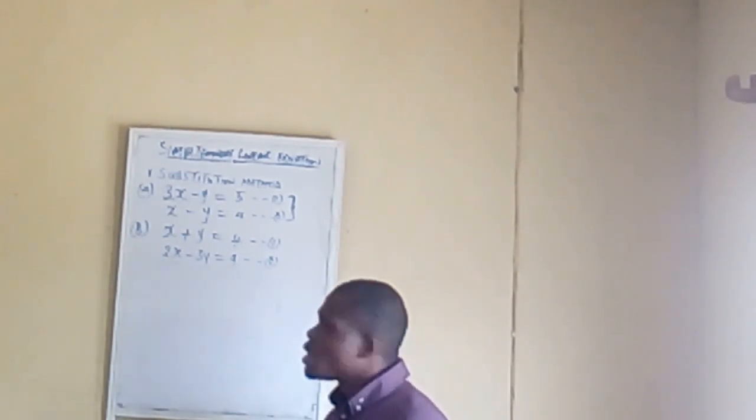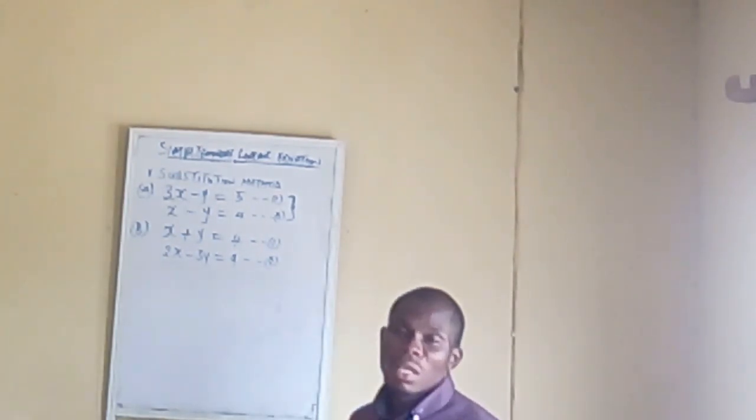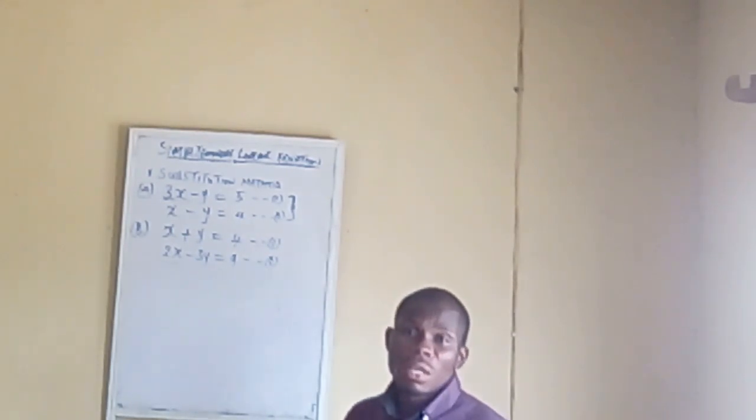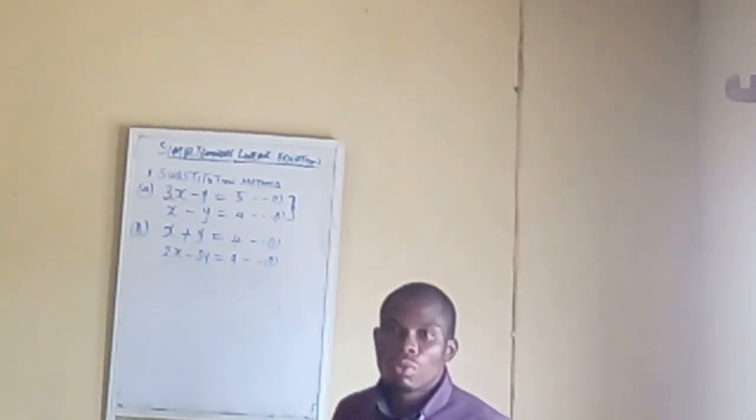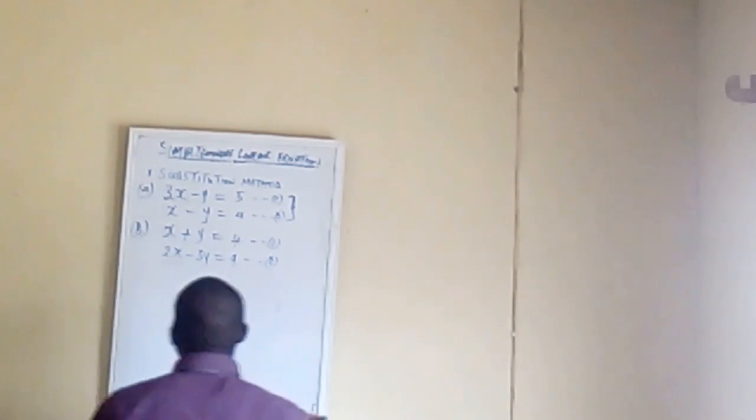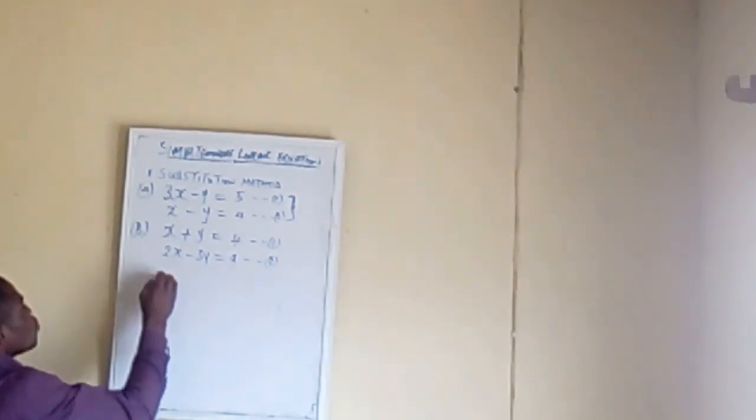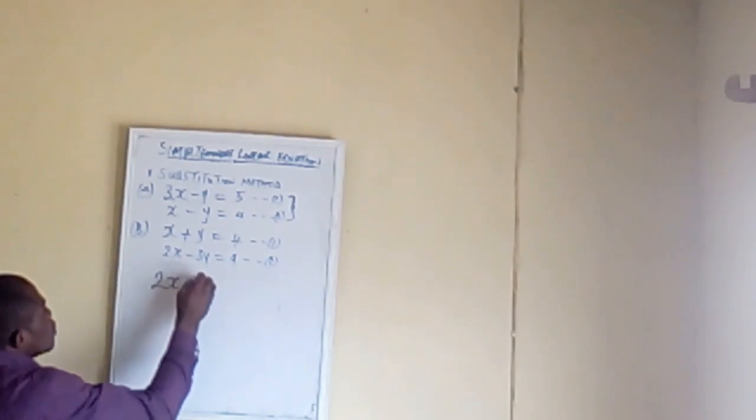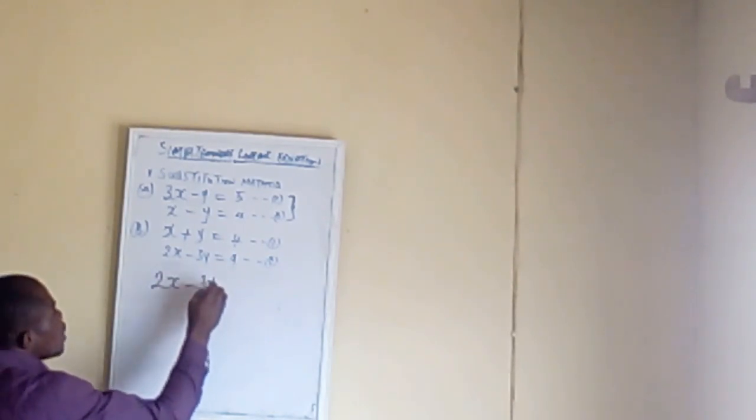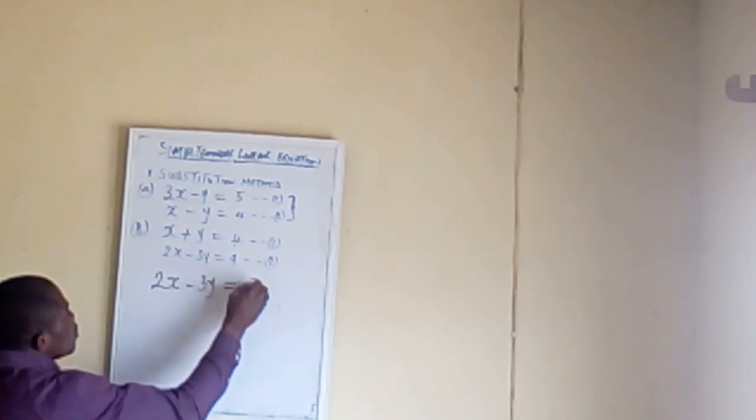So we can take any of these equations and rearrange it in such a way that one of the variables becomes the subject. So let me take equation 2. Equation 2 is 2x minus 3y equals 9.